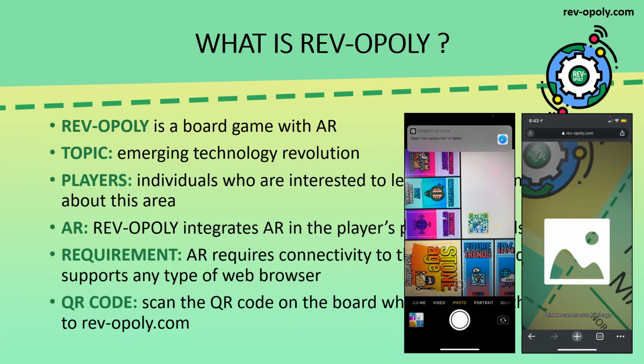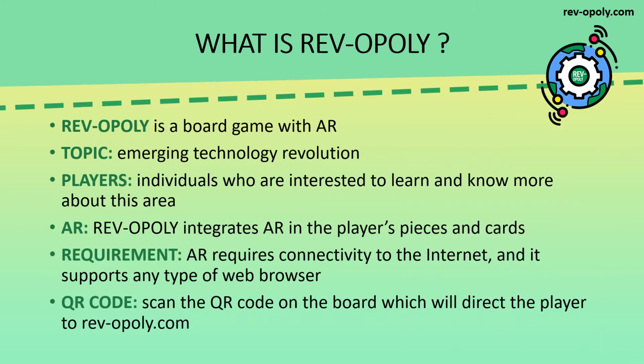Before the player can scan the AR, they need to scan the QR code on the board, which will direct the player to the website revopoly.com. revopoly.com is used to show the augmented objects when any part of the game is scanned.